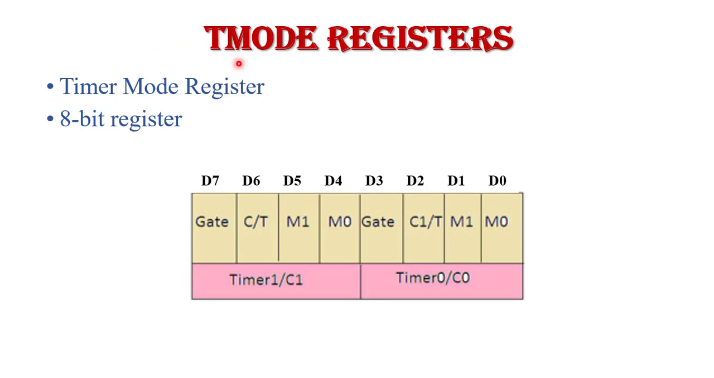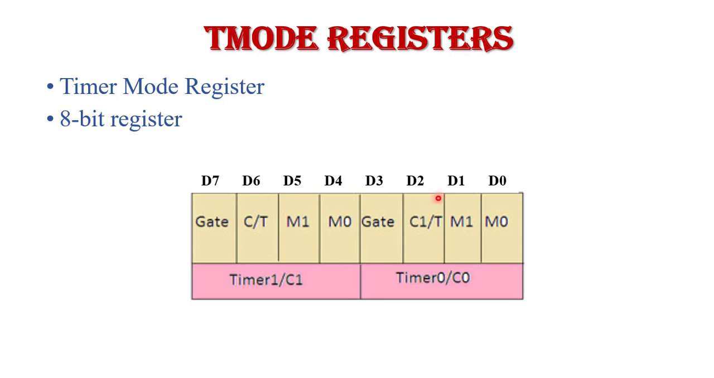Now the other two special function registers of the timer or counter are the TMOD register and the TCON register. So first I explain the TMOD register. TMOD is the timer mode register. It is an 8-bit register. Here we see it starting from D0 to D7. This register decides in which mode the timer is going to operate. It means this register sets the operating mode of timer 0 and timer 1.